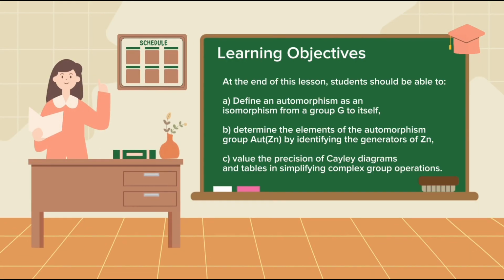At the end of this lesson, students should be able to, first, define an automorphism as an isomorphism from a group G to itself. Second, define the element of the automorphism group of Zn by identifying the generator of Zn. And lastly, value the precision of Cayley diagrams and tables in simplifying complex group operations.